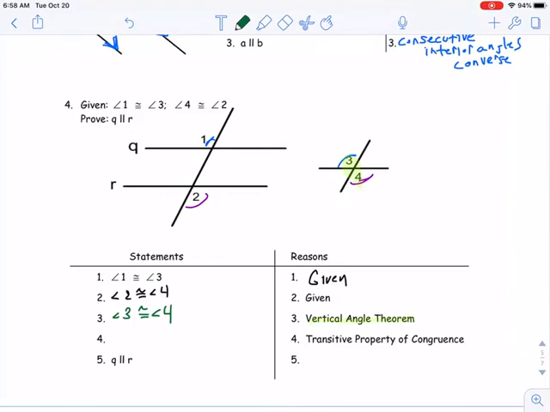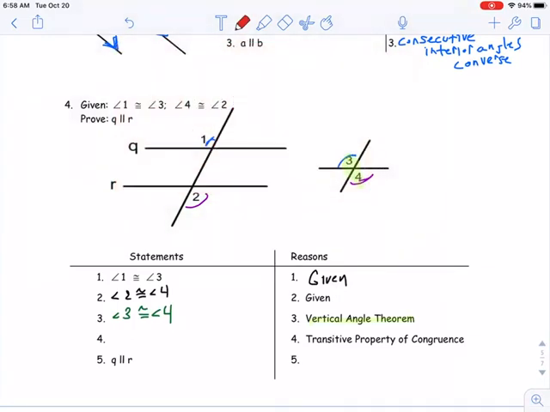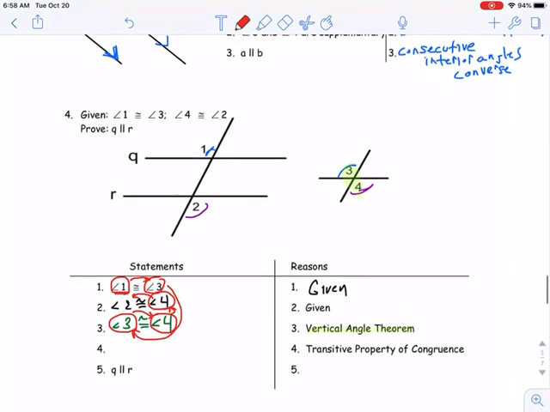All right, now we're doing a transitive property of congruence, and this is kind of going to be a massive transitive property. What do I mean by that? Well, start at angle 1. Angle 1 is congruent to angle 3. Well, angle 3 is congruent to angle 4. Well, angle 4 is congruent to angle 2. So I can get from 1 to 2 because they're all congruent to the same things. So I can say angle 1 is congruent to angle 2 by the transitive property.